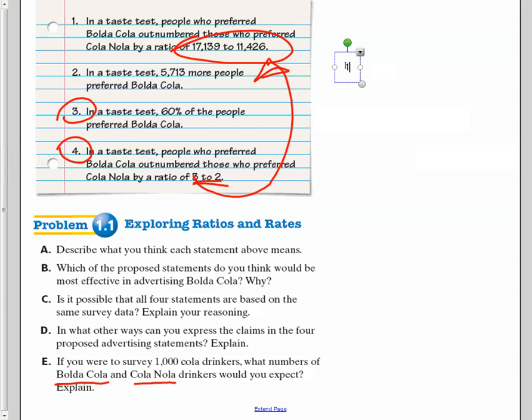That one, what you have to do is you have to take 17,139 plus 11,426. That's the first step. After you do this, you're going to get 28,565. To make that into a percent, I'm going to take the number that they're referencing. So this is Boldicola. That's that first number, 17,139. And I'm going to divide it by 28,565.